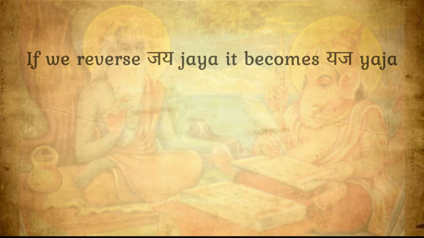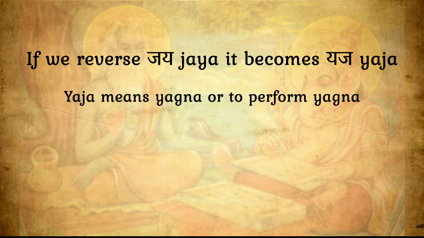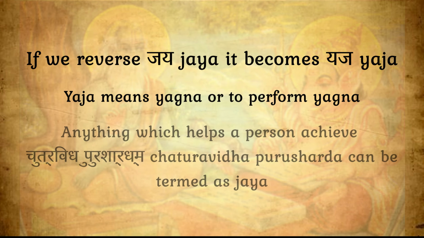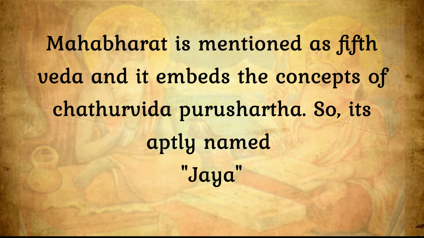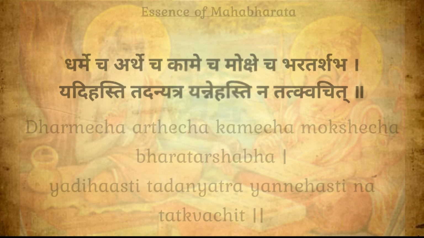Also, if we reverse Jaya, it becomes Yaja. Yaja means yagna or to perform yagna. If a text specifies yagna related dharma that are prescribed in the Vedas, it can be called Jaya. Anything which helps a person achieve Chaturvida Purushartha can be termed as Jaya. Mahabharata is mentioned as fifth Veda and it embeds the concepts of Chaturvida Purushartha. So it's named Jaya. The essence of Jaya or Mahabharata is aptly described by the shloka which goes as follows.